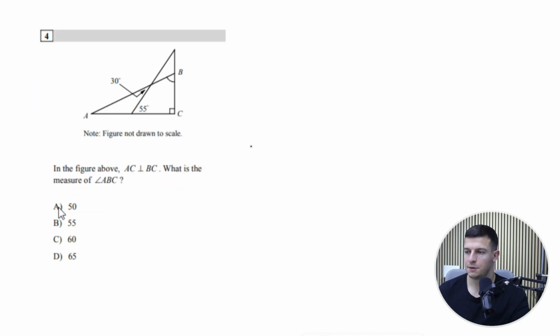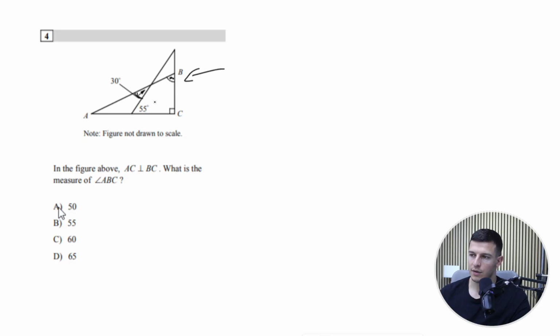In the figure above, AC is perpendicular to BC. What is the measure of angle ABC? Angle ABC. So we're looking for this one right here. We know this is 55. Good. We know this angle here is 30.